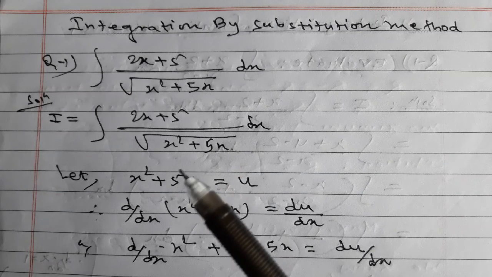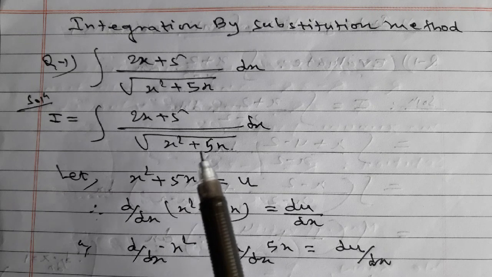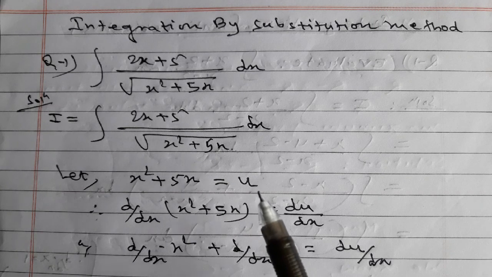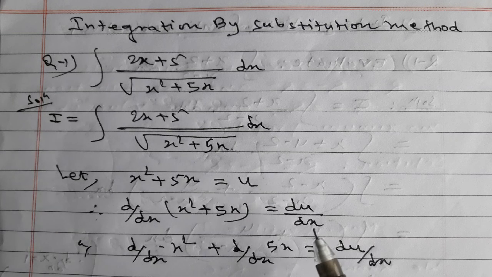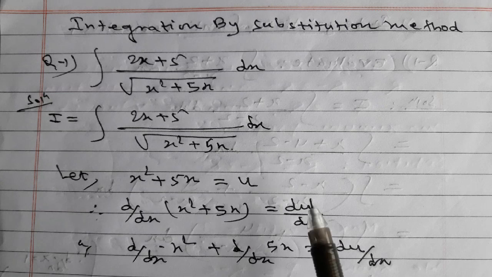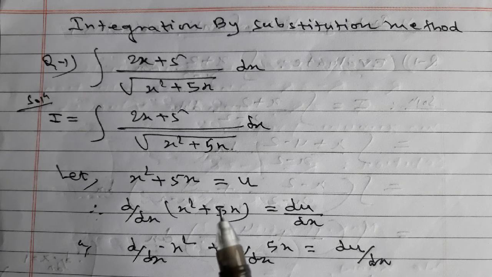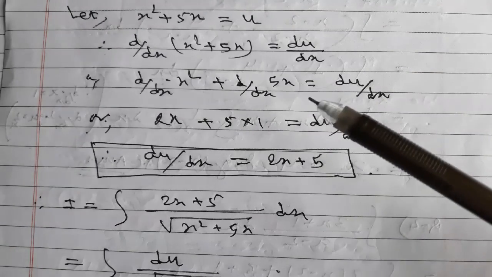So let's suppose the second function, x squared plus 5x, as u, because the derivative of the second function is equal to the first function. Now let's find the derivative of u with respect to x. We get du by dx equal to d by dx of x squared plus 5x, differentiating on both sides with respect to x. Using the sum rule of derivative, du by dx is d by dx of x squared plus d by dx of 5x, that means derivative of the first term plus derivative of the second term.